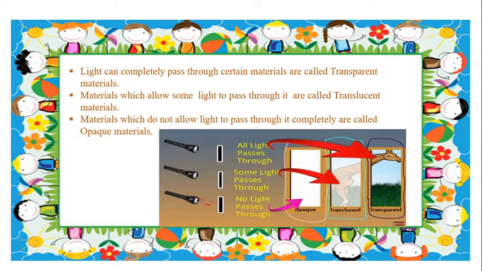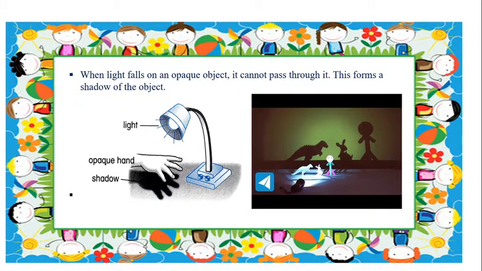Materials which do not allow light to pass through them completely, for example, wood, stone, bricks, metal, wall, are called opaque materials. When light falls on an opaque object, it cannot pass through it. This forms a shadow of the object. Shadow depends on the intensity of light, the size of the object, and distance. When you move the object closer to the light source, the shadow cast on the screen becomes larger.